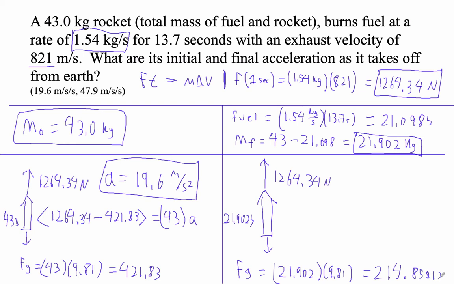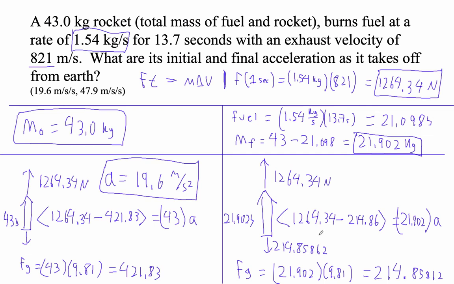Okay, so 214.85862, and then we can set this up, right? So 1264.34 minus 214.86, I'll just say 86 for fun, is equal to 21.902 times a. All right, okay. Let's see, let's find that guy. There it is, 1264 minus the 214 number, and that divided by 21.902.